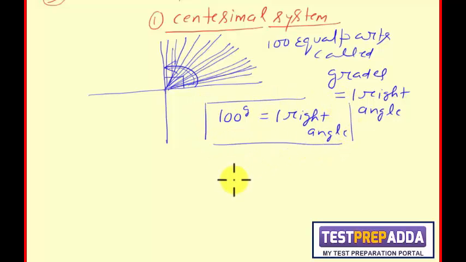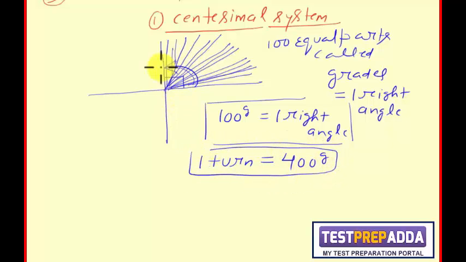So how much will be the one complete turn? One turn will be nothing but 400 grades, because one complete turn will have four right angles, you can see, and that is why there will be 400 grades. This is one way to measure angles. Nowadays rarely we use this method.